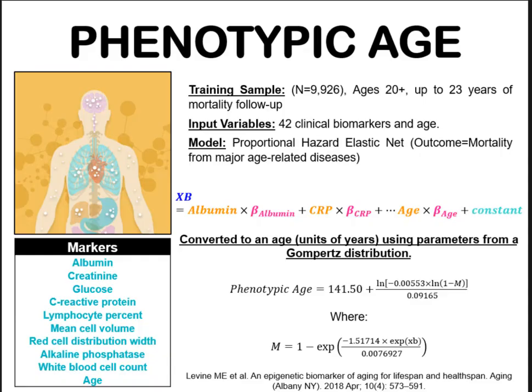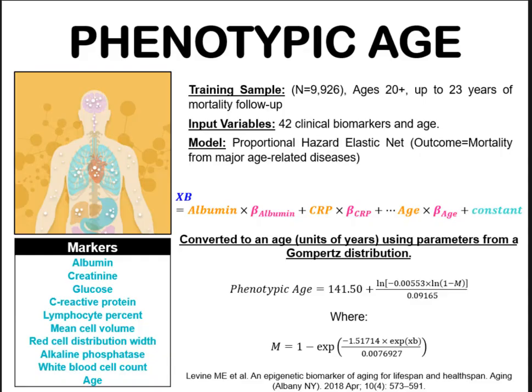We call this one phenotypic age, because again, we're using clinical chemistry measures, things like glucose levels, kidney and liver panels, and cell counts. So it's not at the molecular level, it's more at the physiological level. For this, we had data from the NHANES cohort, which is considered a nationally representative sample. Of course, it's not perfectly nationally representative when you get just the lab-based sample. But we had about 10,000 individuals, ages 20 and above, and 23 years of mortality follow-up.